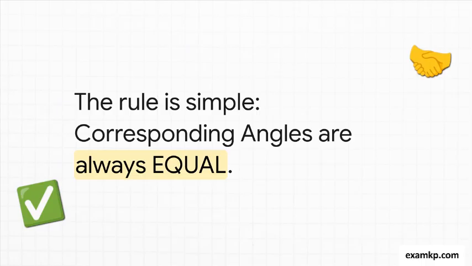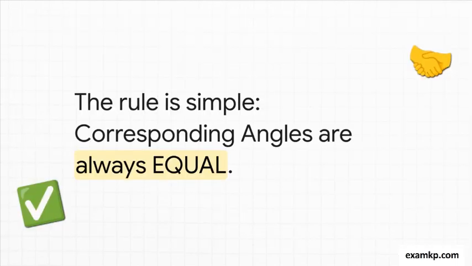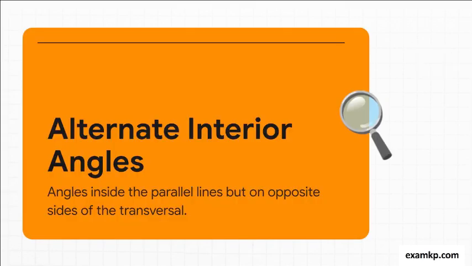So what's the rule? It's simple. Corresponding angles are always equal. No exceptions. And here's a little memory trick for you. Look for an F shape in the diagram. It might be forward, backward, upside down, doesn't matter. The two angles tucked inside the corners of that F, those are corresponding angles.